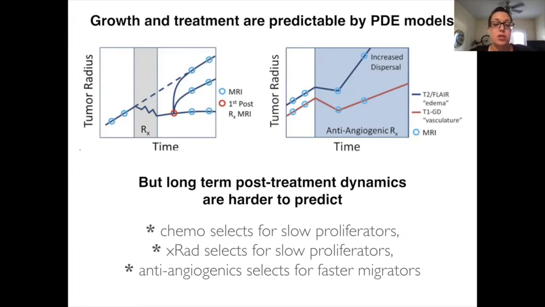And the issue is that you have selection. So chemo hits the fast proliferators, so it's selecting for slow proliferators. Same with radiation, only it also depends on hypoxia. Anti-angiogenics, these actually select for faster migrators.